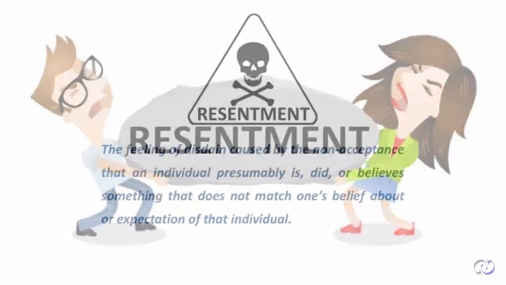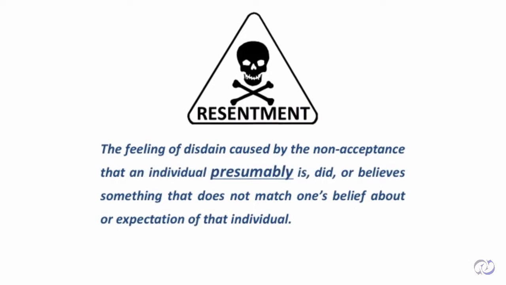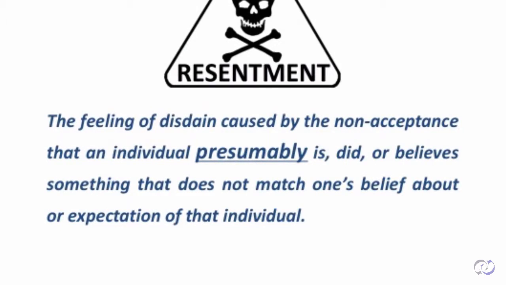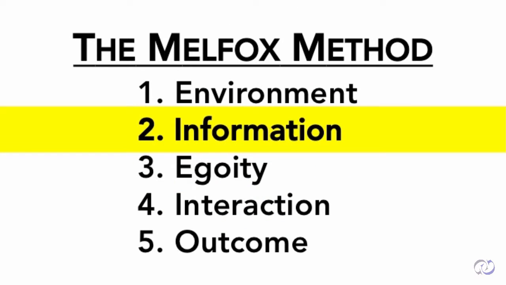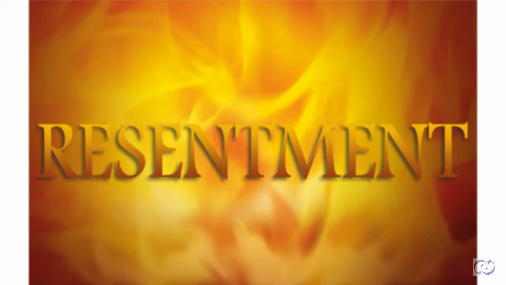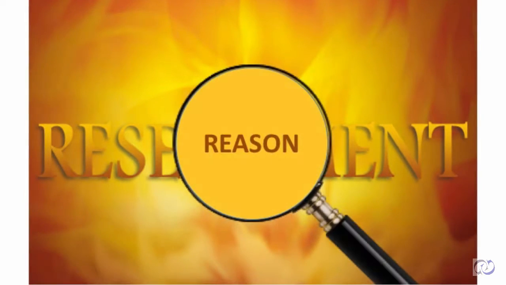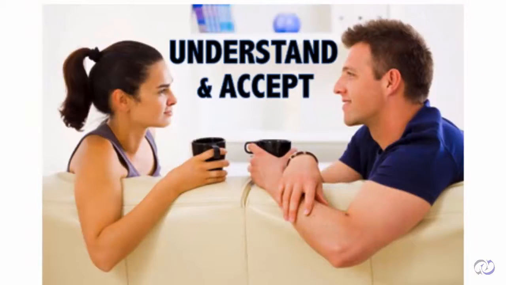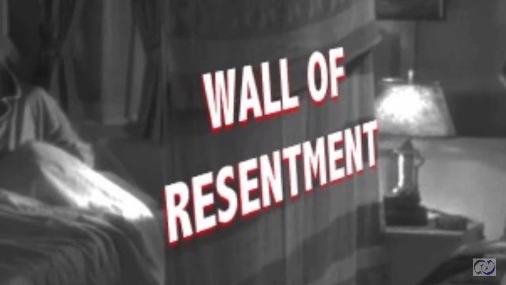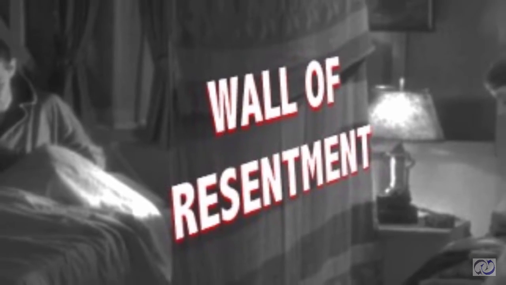Let's go back to the definition. Presumably is a key word. As you will see in the next section, when sufficient effective information is shared, the reason or reasons for the resentment that you and your partner feel regarding any issue will be revealed. And when you and your partner understand and accept these reasons, the resentment caused by that issue vanishes, removing a portion of the toxic veil between you and your partner.